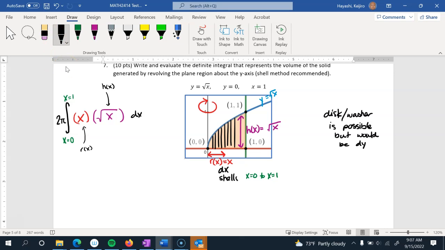So x times the square root of x, that is going to be x to the 3 halves. That's how you would incorporate the two together, because the square root of x is just x to the 1 half. X is just x to the 1. So if you were to multiply them together, you would just add the exponents. 1 plus 1 half, which is 3 halves.